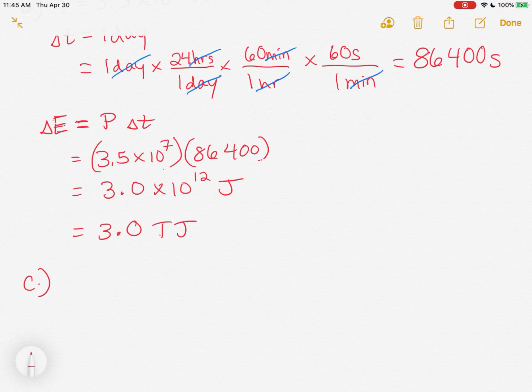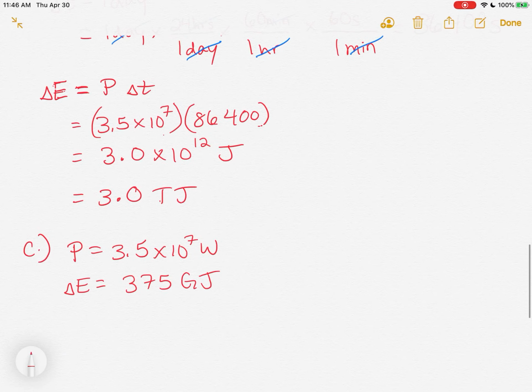All right, now part C asked us how long it would take to produce 375 gigajoules of energy, and it asked in hours. So here our power is the same. It's still the same power plant, 3.5 times 10 to the 7 watts. Only now we have our energy is 375 gigajoules. And so we want to convert that into joules. So it'd be 375 times 10 to the 9 joules.